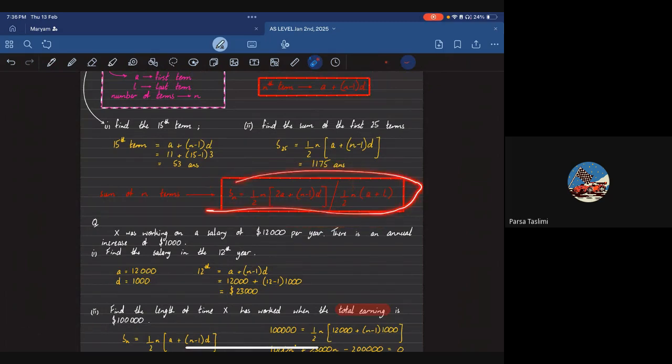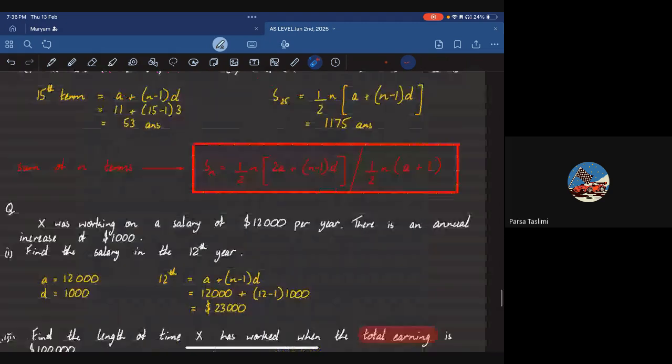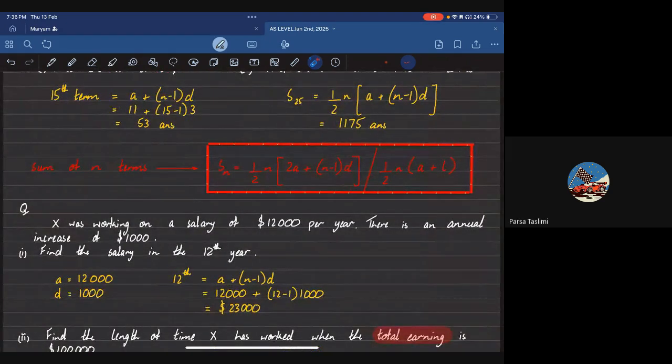Yeah, these two ones. But this one should be much more accurate. Yeah, okay? Because sir, in my exam I used the second one, 1 over 2 n a plus 1, and I got the wrong answer.